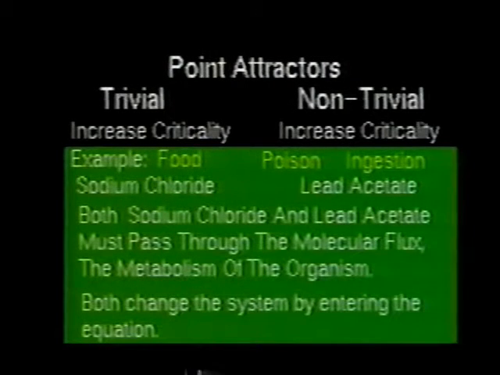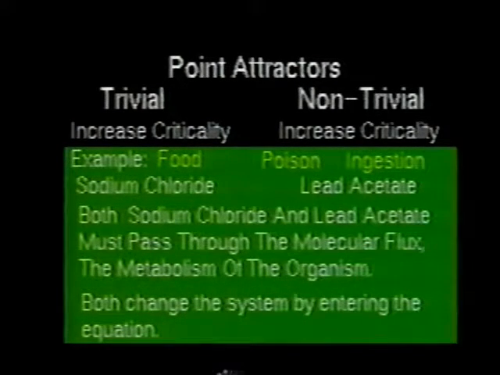Point attractors come in two types, trivial and non-trivial. Both trivial and non-trivial point attractors increase criticality of the system. Everything is a stress on the human system. Take the example of eating two different compounds, sodium chloride and lead acetate. Both must pass through the molecular flux, the metabolism of the system of the organism, and fit its overall energy equation or algorithm.